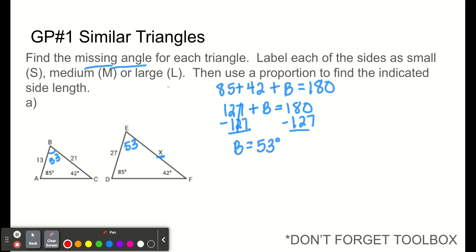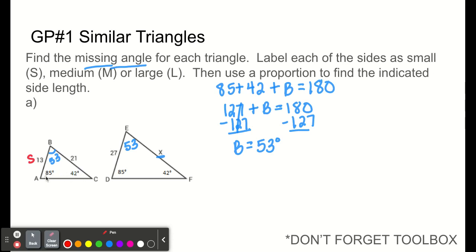So when we set up the proportion, we have to keep the small sides together, the medium sides together, and the large sides together. So based on the way this is set up, we look at the angles. Remember, the largest angle is opposite the largest side, and the smallest angle is opposite the smallest side. So in this triangle here, 42 degrees is our smallest angle, which means the side across from that angle, 13, is our smallest side.